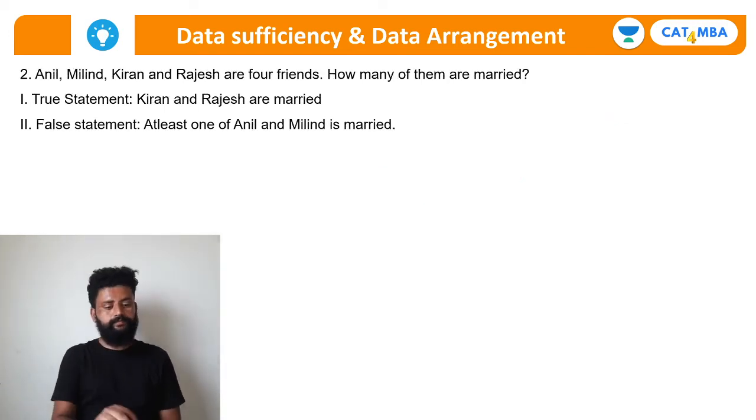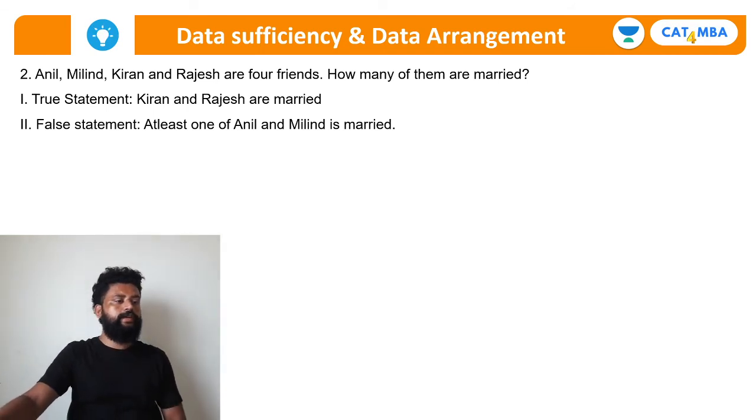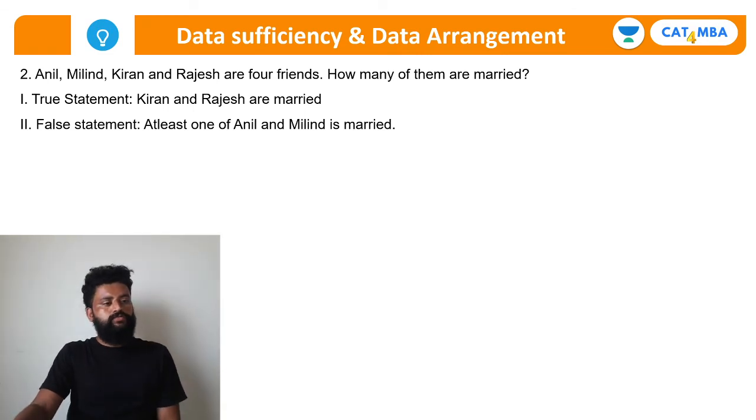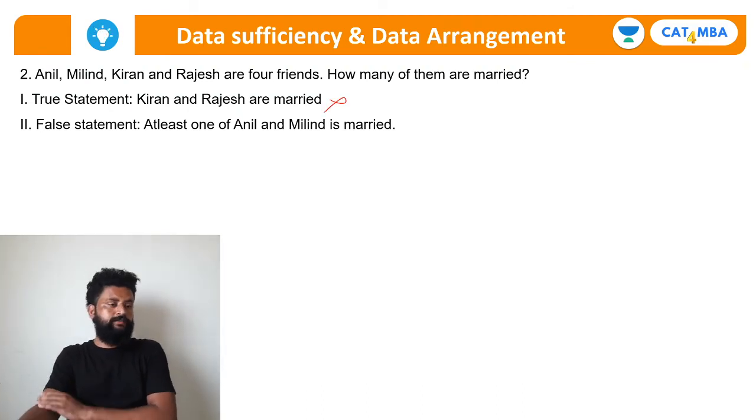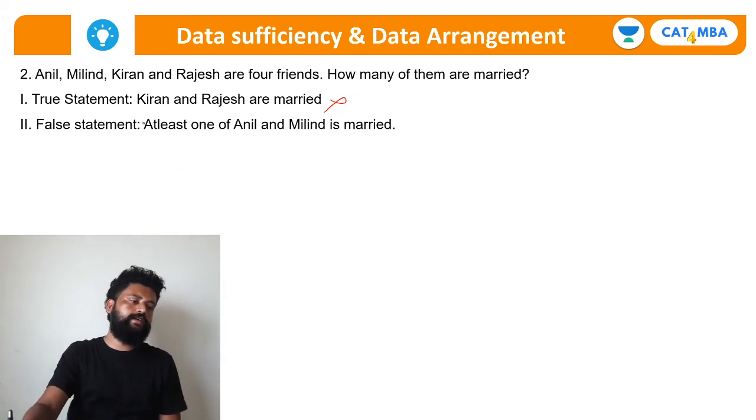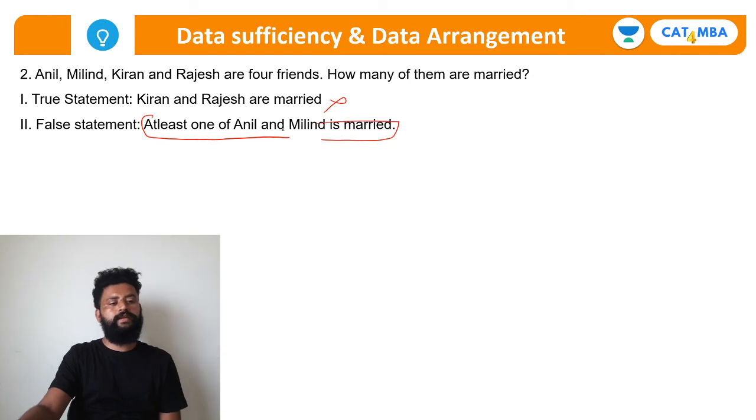Next one. A, M, K and R are 4 friends. How many of them are married? Okay, let's try. It is given as a true statement, Kiran and Rajesh are married. That's not sufficient to answer how many of them are married. Then the second, a false statement: at least one of Anil and Milin is married. This is false.